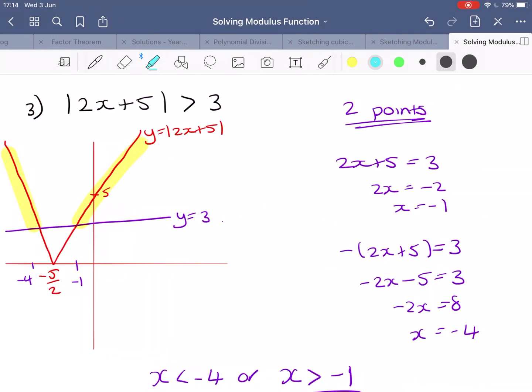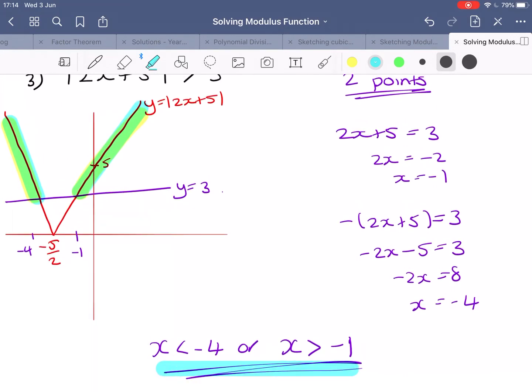Okay, so number 3, again, fairly straightforward, but we've got the two separate regions, so we have to write them as two separate inequalities.